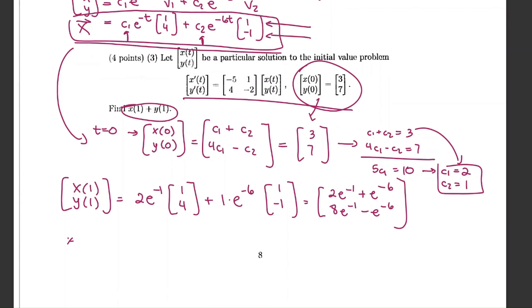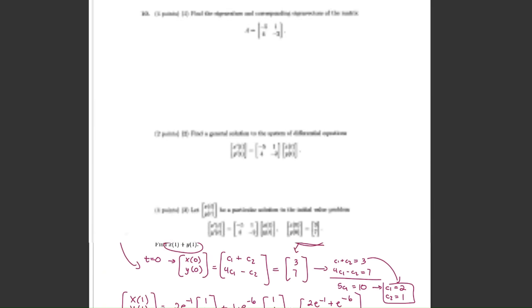Cool. So now if we do x1 plus y1, we get 10 e to the negative t. And that is our answer. So I think that's the end of the exam.